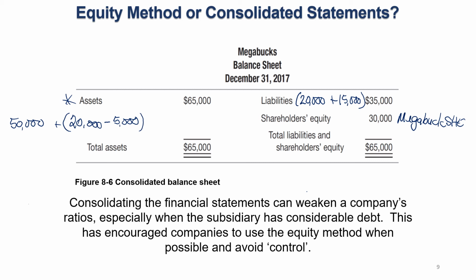So the point they're trying to make here is that consolidating financial statements can weaken a company's ratios. So if you're looking at financial analysis, you may not want to own more than 50% because then you would have to consolidate the debt as well. So a lot of times companies will just use the equity method to avoid the control over those liabilities and have improved financial ratios.